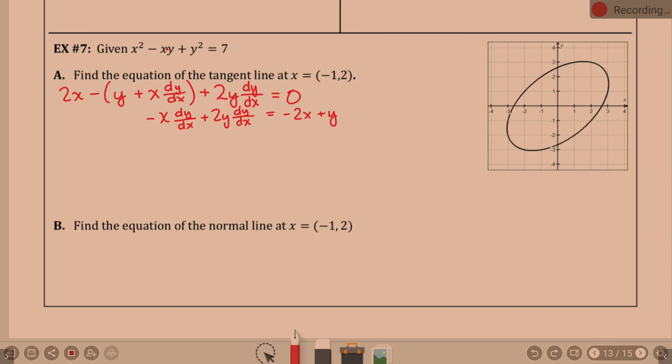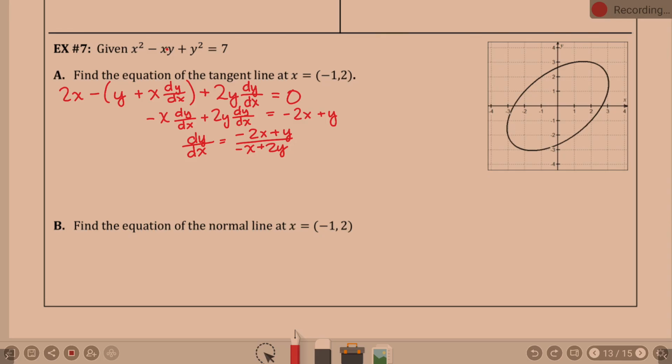Now, are you factoring and dividing at the same time here, or are you just factoring? So now we have two dy dx terms, so we want to factor out the dy dx. And once you factor out the dy dx, you're also going to divide by the negative x plus 2y. So this becomes negative 2x plus y divided by negative x plus 2y. Let me pause and ask, are we okay with that?